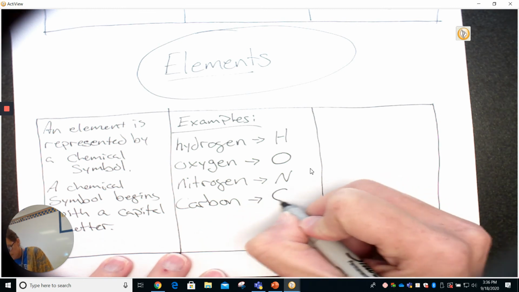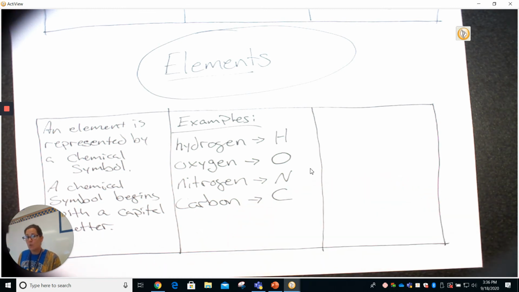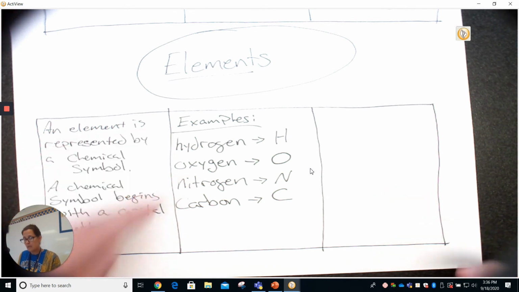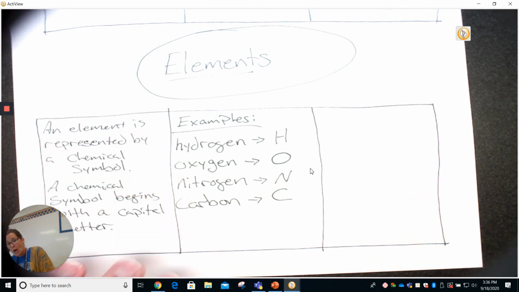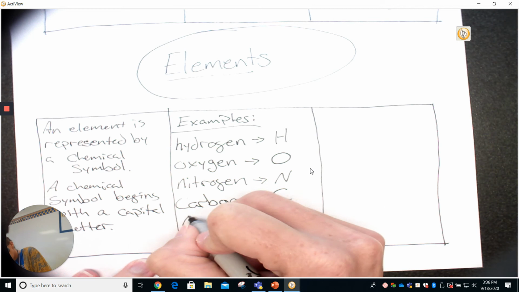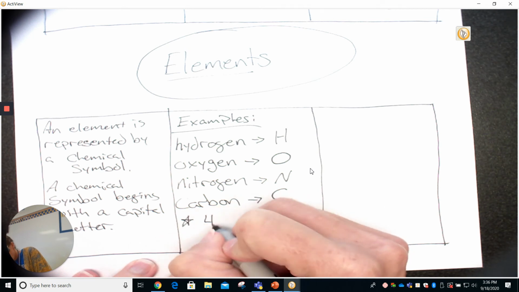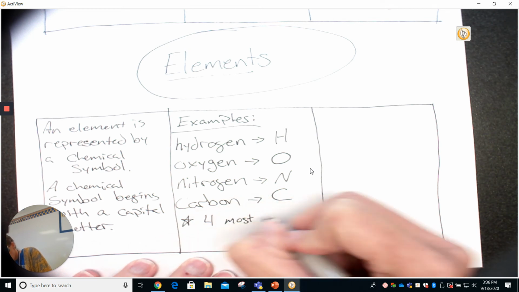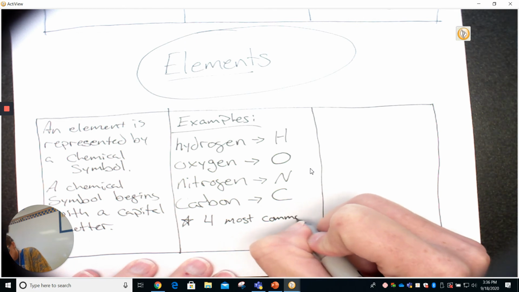and a capital C. Okay, and just for the sake of coolness, these 4 elements right here are the most common elements here on Earth. So these are the 4 most common elements.